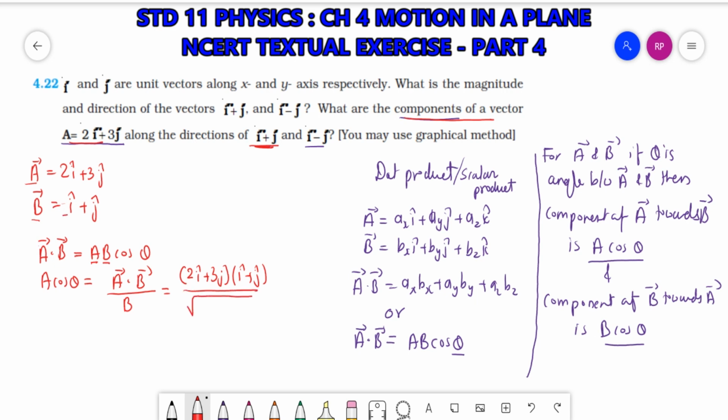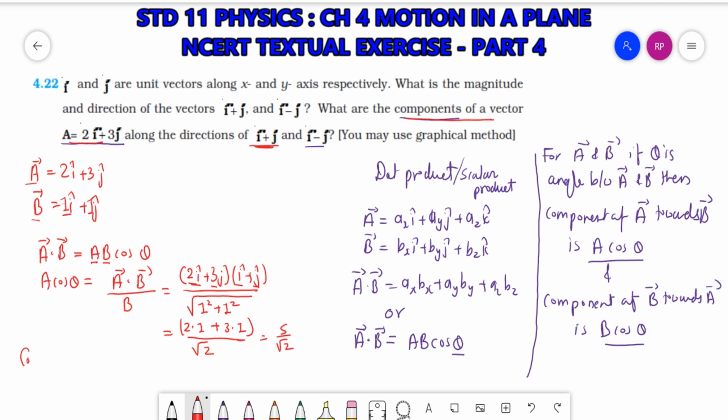See, what is the x component? I can write 1i, 1j. So the magnitude is root of 1 square plus 1 square. The numerator is multiplying x component with x, so 2 into 1 plus 3 into 1, upon root 2. So 2 plus 3, 5. So the answer is 5 by root 2.